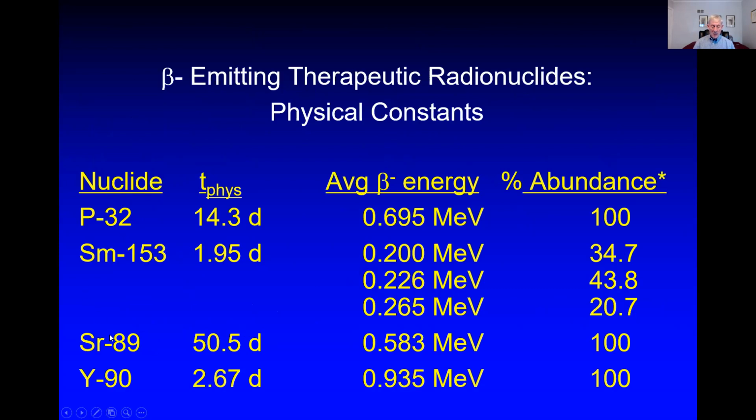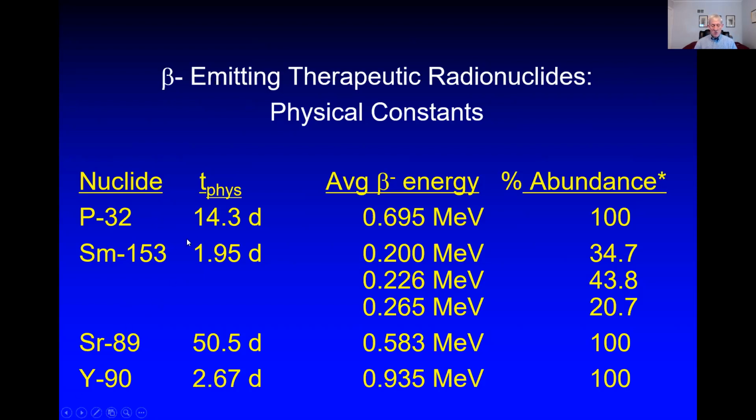P32, strontium, and yttrium-90 are pure beta emitters. They emit no gammas. They pose almost no risk to the dose administrator other than perhaps a hand dose, but there are no gammas coming out. So we don't have to isolate the patient. The patient does not have to be isolated when he's home. P32, strontium, and yttrium, they're great for working with therapeutically.